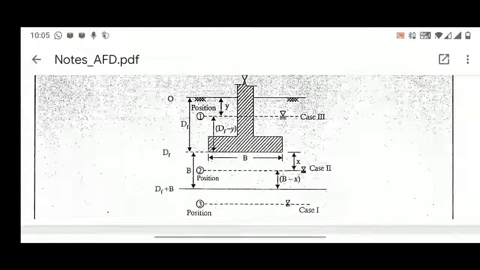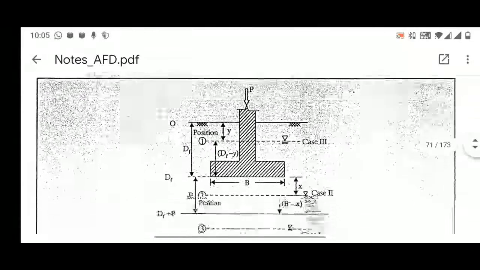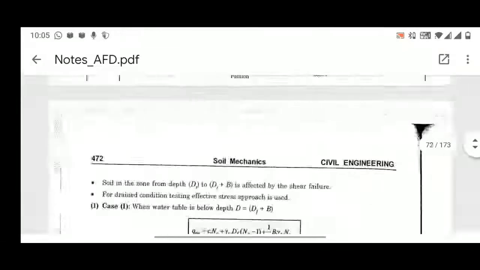Second case is when you have the position of groundwater table within the zone from Df to Df plus B, below the depth of footing. Third case is when you have the water table within the depth of foundation. So we have three cases. Now we'll study each case one by one.